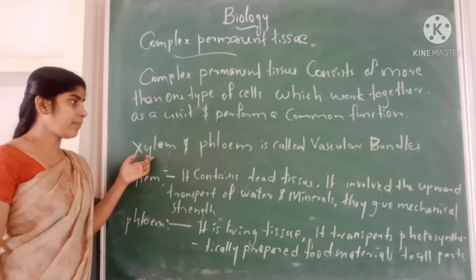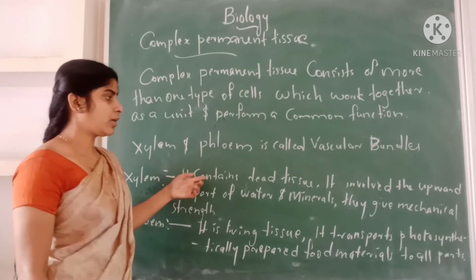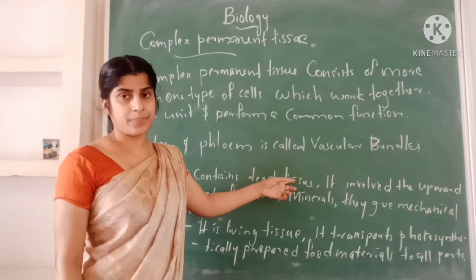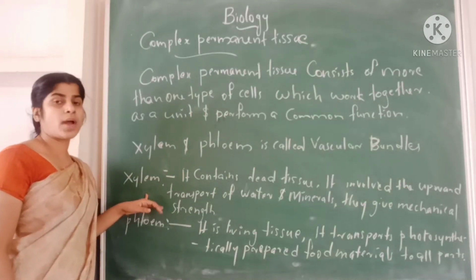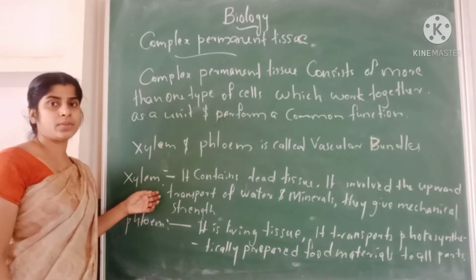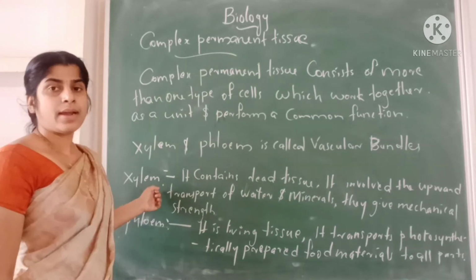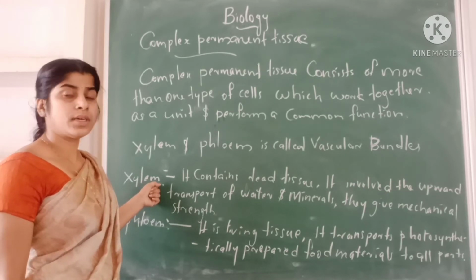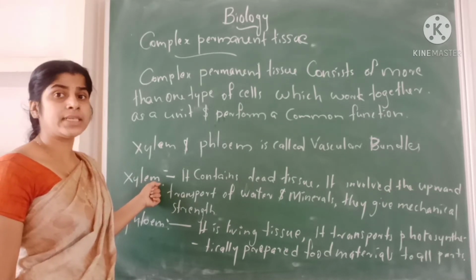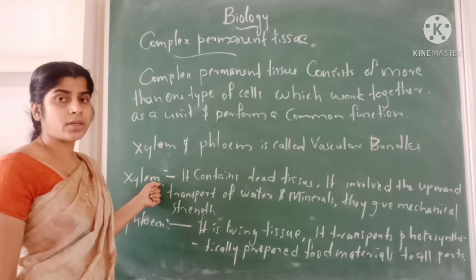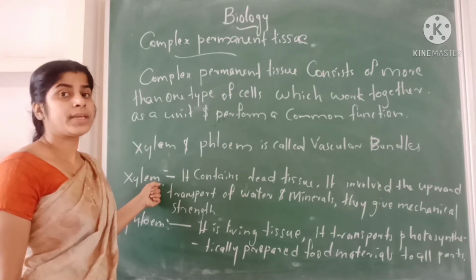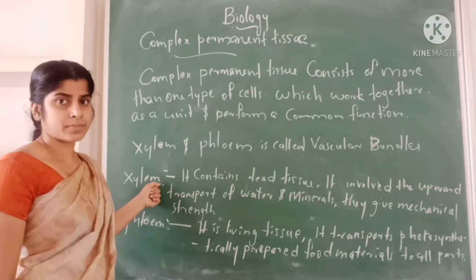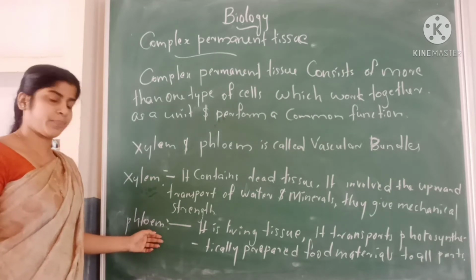So, what is xylem? Xylem contains dead vascular tissues and it is a mechanical tissue. It is a conducting tissue and is composed of tracheids, fibers, xylem parenchyma and vessels. What are the functions of xylem? It involves the upward transportation of water and dissolved minerals from the soil through the root to different parts of the plant body.